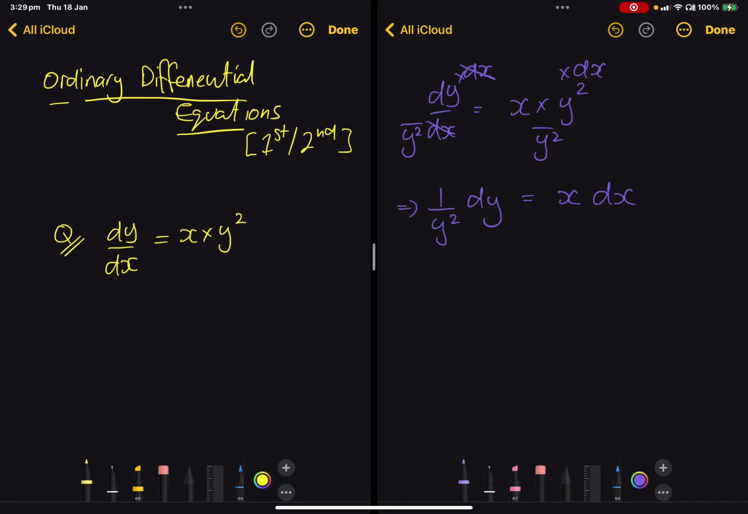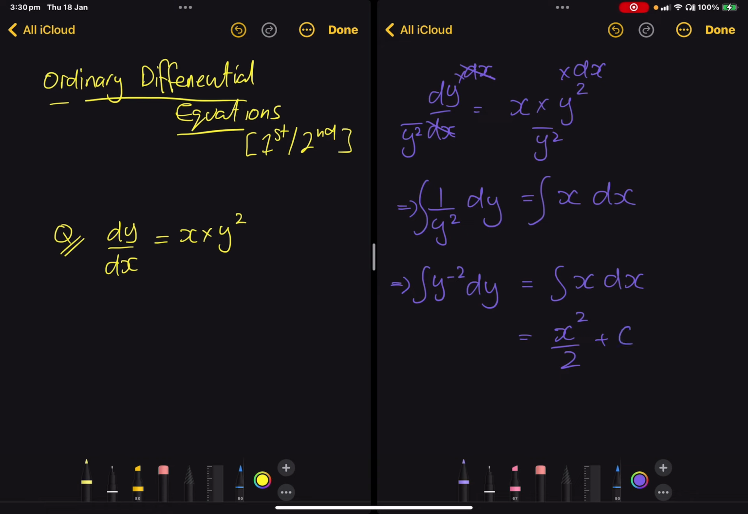Now that we have the equation in this form, we are going to integrate both sides. So once you've got all the y's on one side followed by the dy, all of the x's on the other side followed by dx, you can just apply integrals to both of them. So we have the integral of y to the minus 2 dy is equal to the integral of x dx. Well, the integral of x is the easier one, so this will become x squared on 2 plus some constant of integration, which we'll call c.